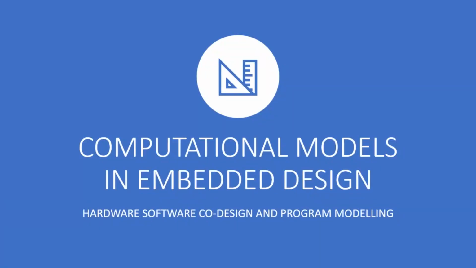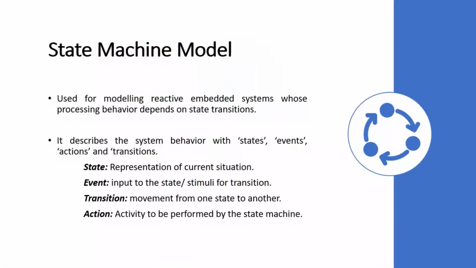Welcome. In the previous video, we have seen two computational models which are used for embedded system software hardware co-design. They were data flow graph model and control data flow graph model. Both are data driven, but control data flow graph model will consider control operations also. That was the main difference. So in today's video, we are going to discuss the most extensively used model, that is state machine model.